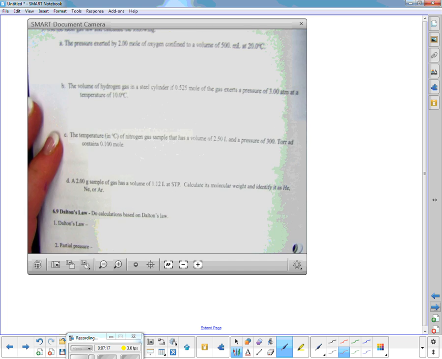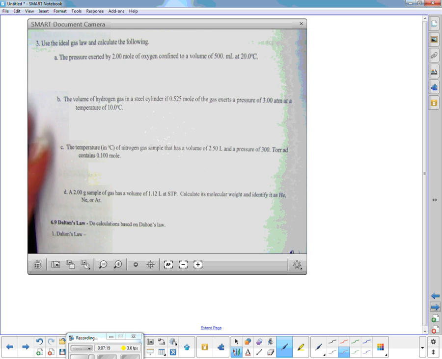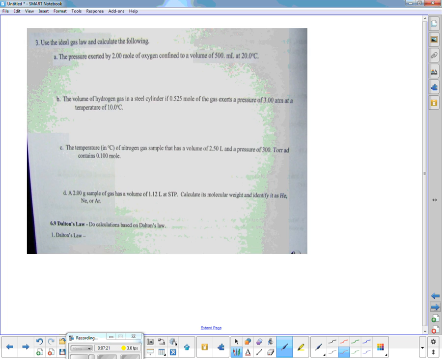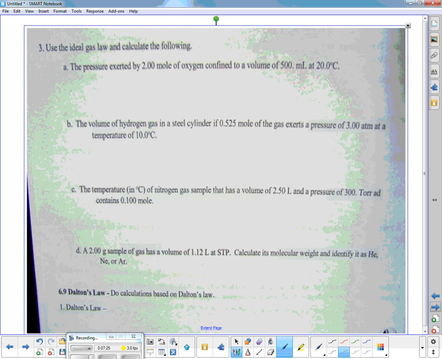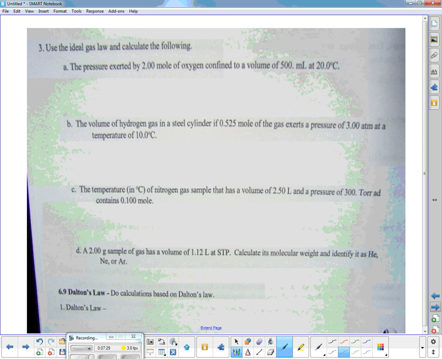On the back of that page, we had a bunch of problems that we could do with the PV equals nRT equation. So I will do one with you. Which one would you like to do? A, B, C, or D?